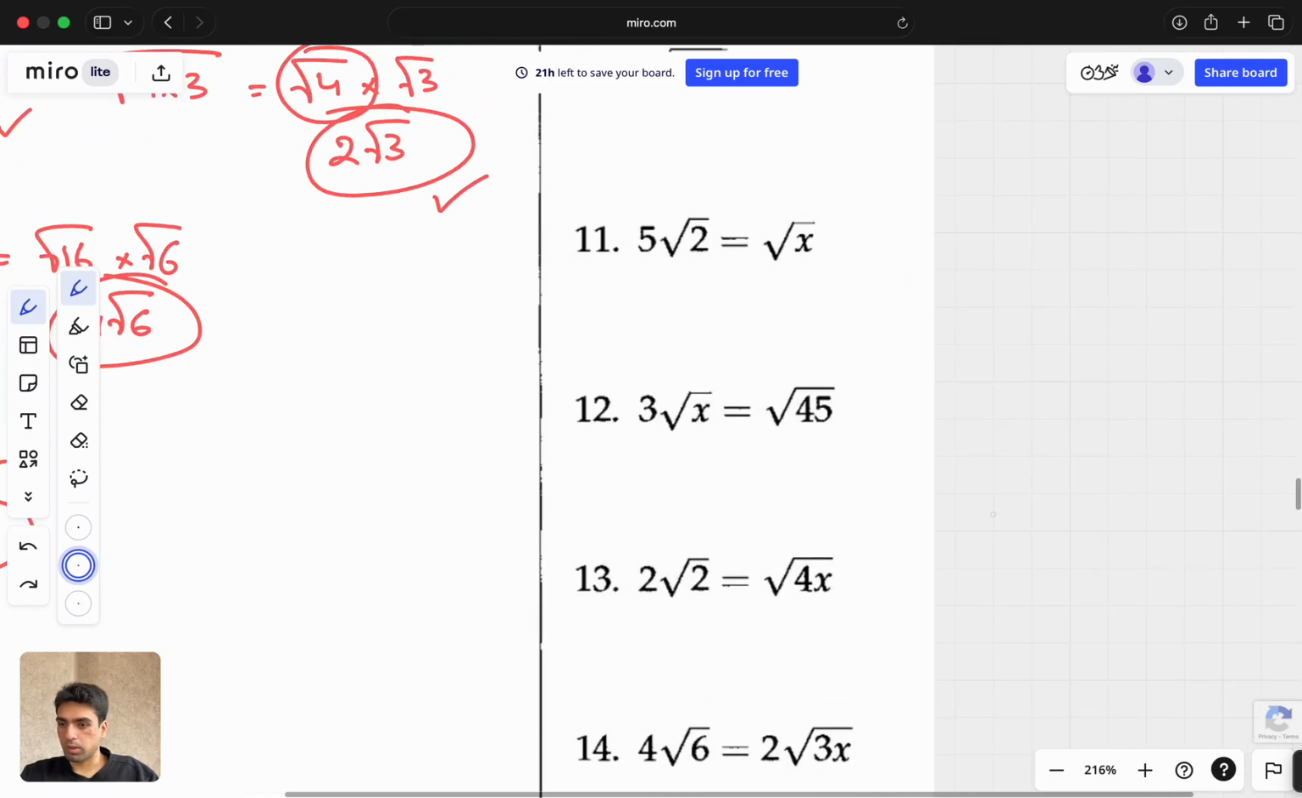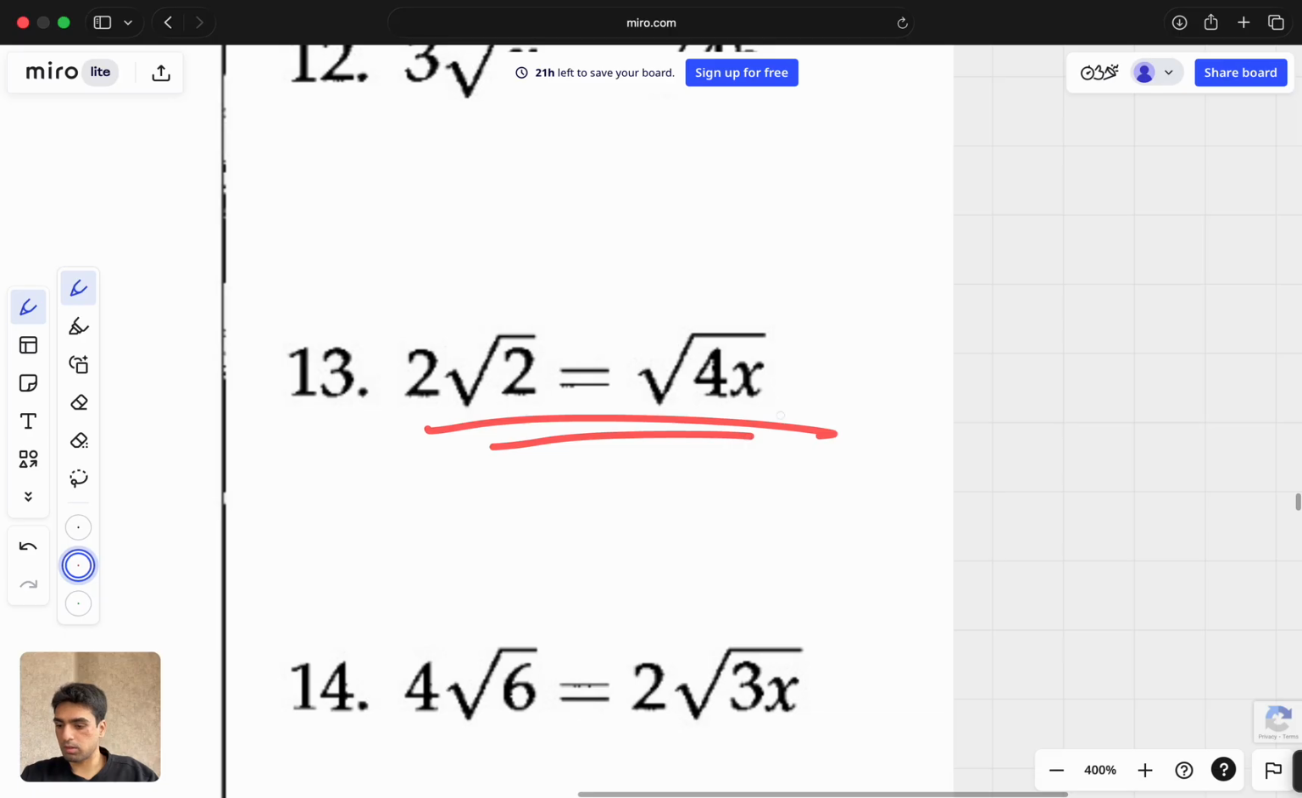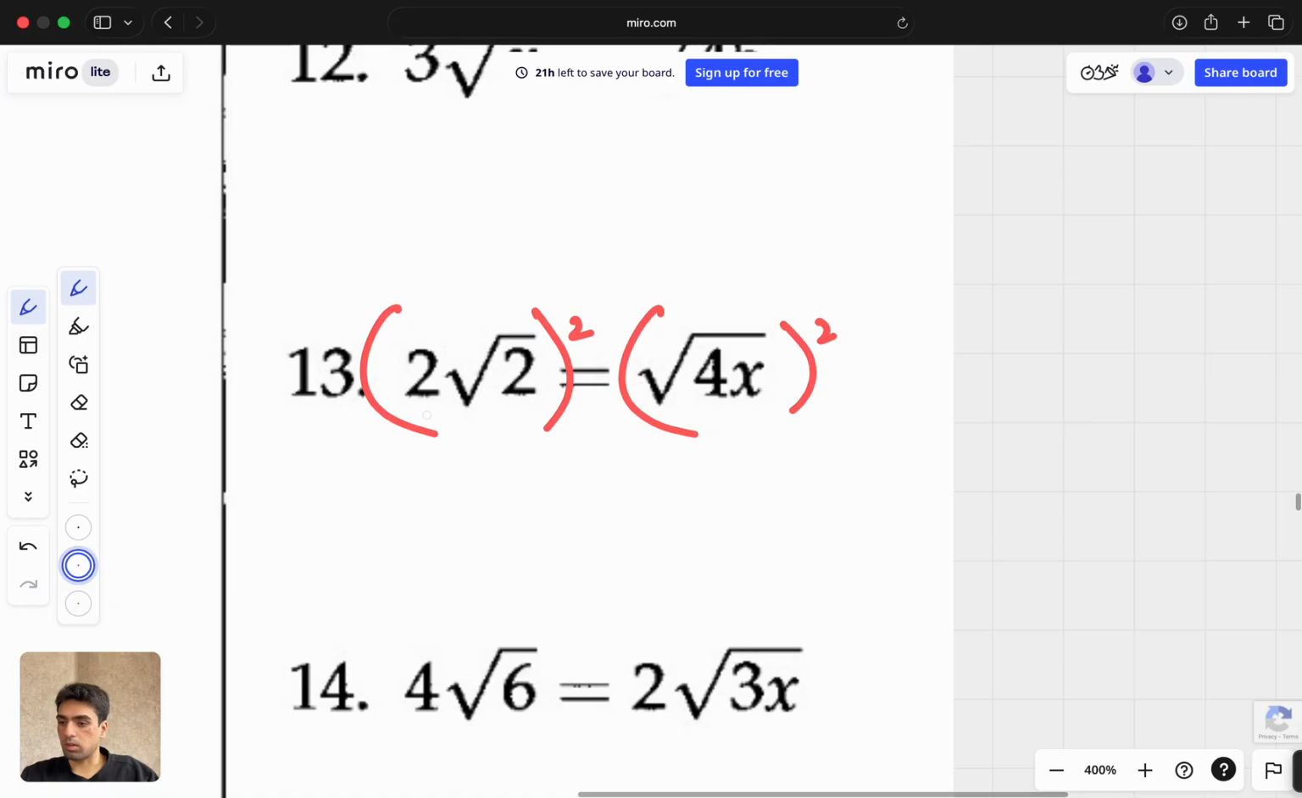For these questions, you can square both sides again. So let's say, for example, you have this. You square both sides, you get the square of this and the square of this. So for the left side, it's 2 squared, which is 4. And then root 2 squared just cancels out, so it's just 2. And then this cancels out with this. We get 4x. You can cancel 4 on both sides, which means x is 2.